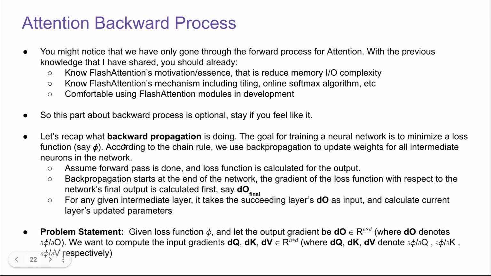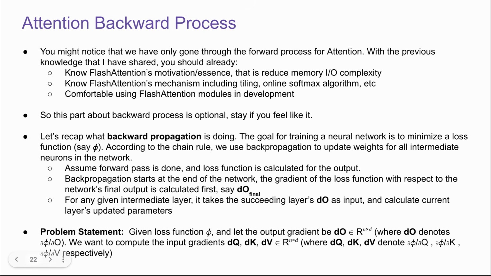Let's recap a little bit on what backward propagation is. The goal for training a neural network is to minimize the loss function, in this case, say phi. According to the chain rule, we use backpropagation to update weights for all intermediate neurons in the network. Assume the forward pass is done and the loss function is already calculated for the output. Backpropagation starts at the end of the network, and the gradient of the loss function with respect to the neural network's final output is calculated first. In this case, let's call it DO final. O final is the final output and D is the derivative. For any given intermediate layer, it takes the succeeding layer's DO as input and calculates the current layer's updated parameters.